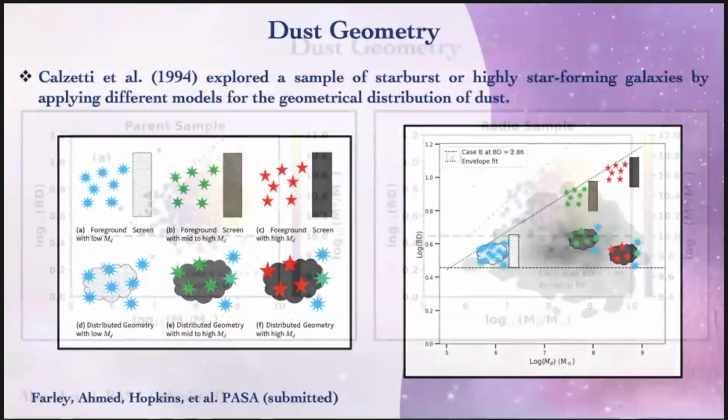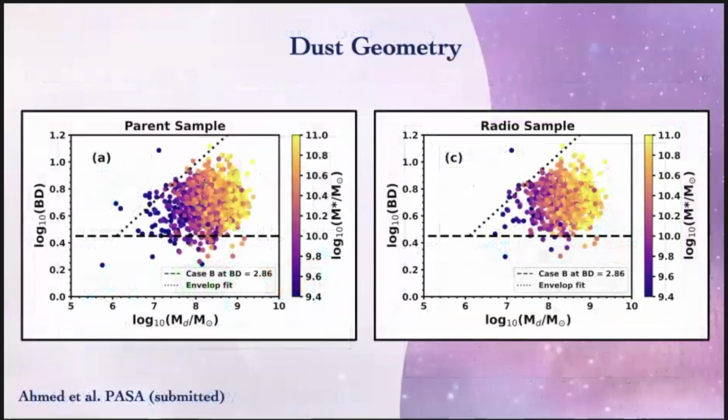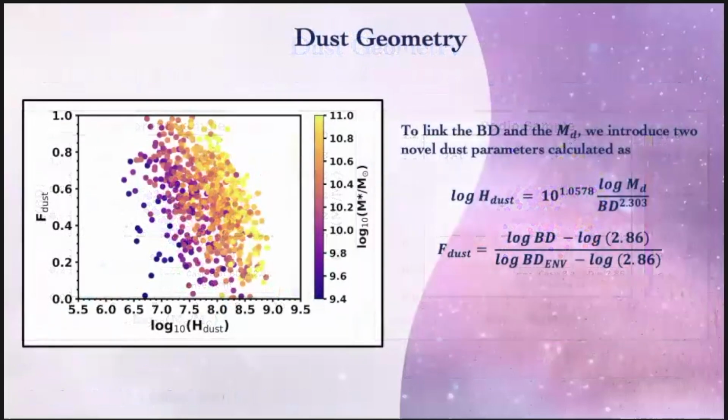So combining these ideas, this whole Balmer decrement and stellar mass dependence implies that there is a parameter that relies on both Balmer decrement and the dust mass. And we try to link these two explicitly by introducing two dust parameters, H dust and F dust. I've added the equations here, and Balmer decrement here is the optical depth parameter. So H dust links the Balmer decrement and the dust mass to quantify the dust geometry.